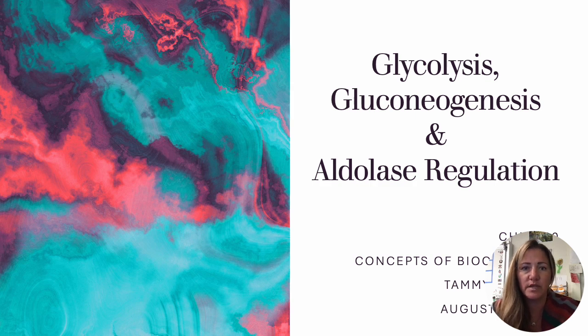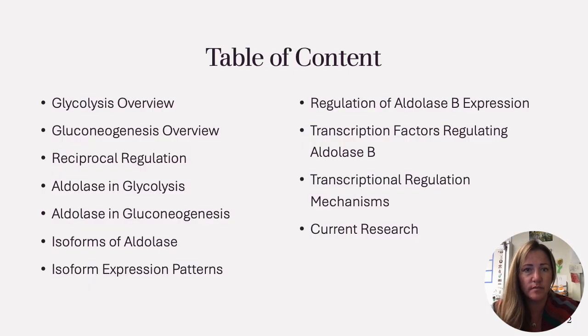Good afternoon. Throughout today's presentation, we will explore glycolysis and gluconeogenesis pathways, focusing on the enzyme aldolase and its regulation mechanisms. Glucose metabolism is central to energy production in our bodies. Glycolysis and gluconeogenesis are two critical pathways that work together to maintain glucose levels, depending on the body's energy needs, to maintain homeostasis. Throughout this presentation, we will overview glycolysis and gluconeogenesis and their reciprocal regulations.